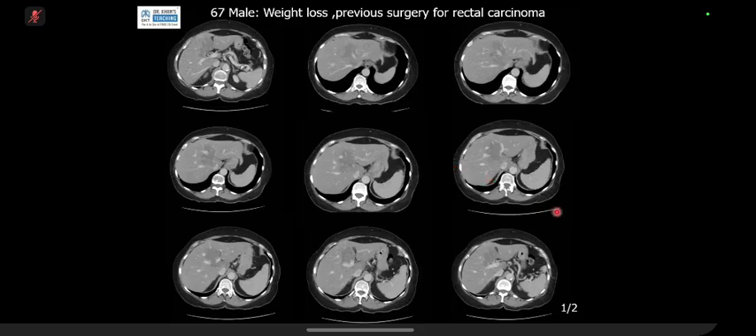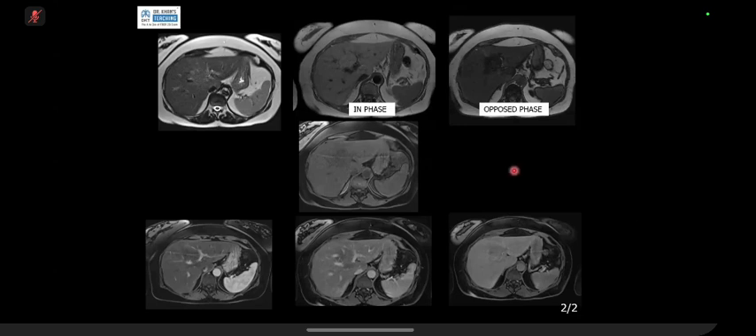Fatty infiltration. Now, if you see this, previous surgery for rectal carcinoma, hypodensity, particularly here, is it metastasis or not? And you see this hypodensity? Yeah. Now, do a MR. Just concentrate on these sequences. First of all, if I show you the post-contrast sequence, you see even here, hypointensity is there. You're not very sure what is happening.